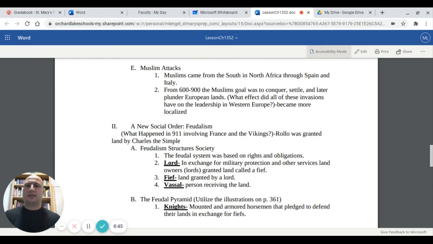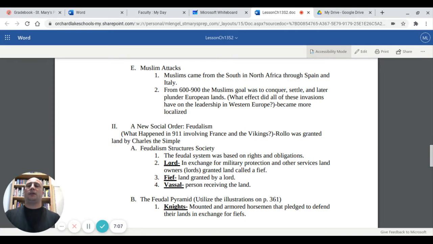Then we have Muslim attacks. The Muslims obviously came from the southern regions of North Africa and the Middle East somewhat. They generally attacked through Spain and Italy. And then from 600 to 900, their goal was to actually conquer and settle. And then after that, they wanted to plunder European lands.